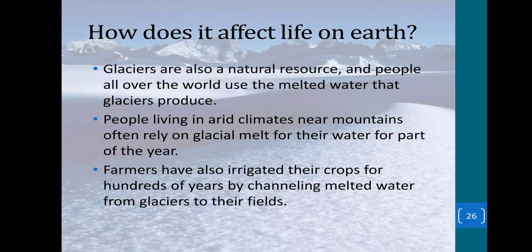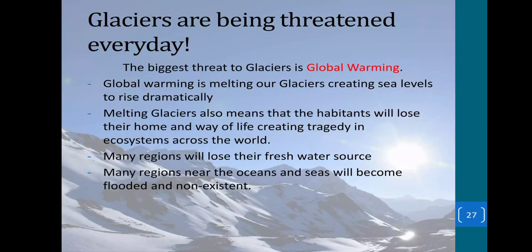Next, glaciers are also a natural resource, and people all over the world use the melted water that glaciers produce. People living in arid climates near mountains often rely on glacial melt for their water for part of the year. Farmers have also irrigated their crops for hundreds of years by channeling melted water from glaciers to their fields.